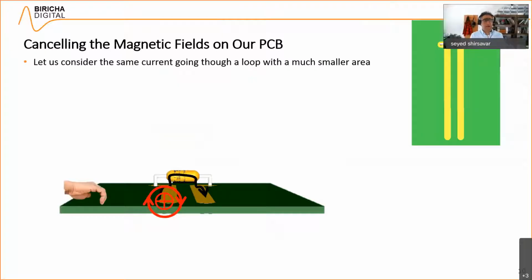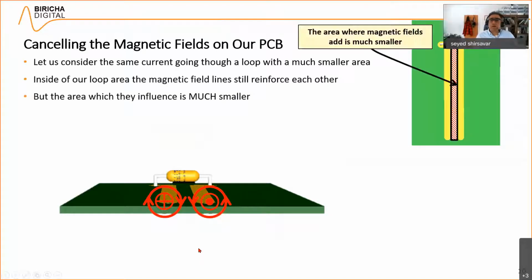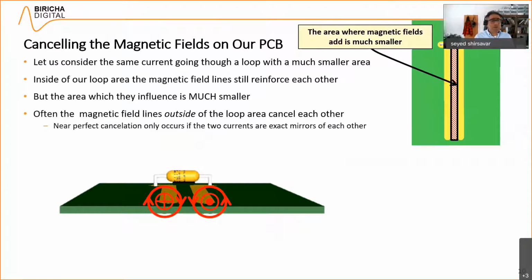So again, that is my right hand. The current is going in that way. This is my left hand. The current is coming back towards me. In the center, they reinforce each other, just like the previous example. But now look at what happens outside of the loop area. Inside, the magnetic field is exactly the same, right? But now the area is much smaller. So the inductance is smaller. But outside is the important bit.